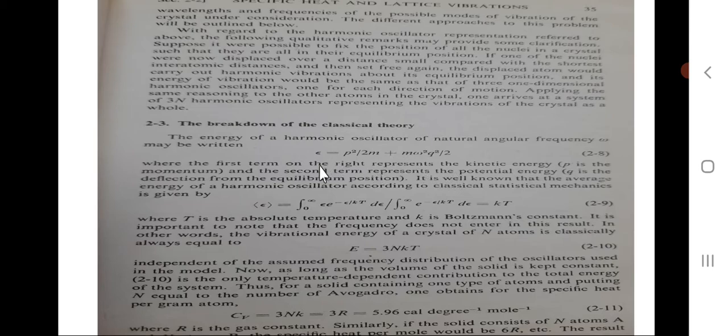Now the energy of a harmonic oscillator of natural angular frequency omega may be written as E is equal to p square upon 2m plus m omega square q square by 2, where the first term on the right represents the kinetic energy, p is the momentum, and the second term represents the potential energy, where q is the deflection from the equilibrium position.